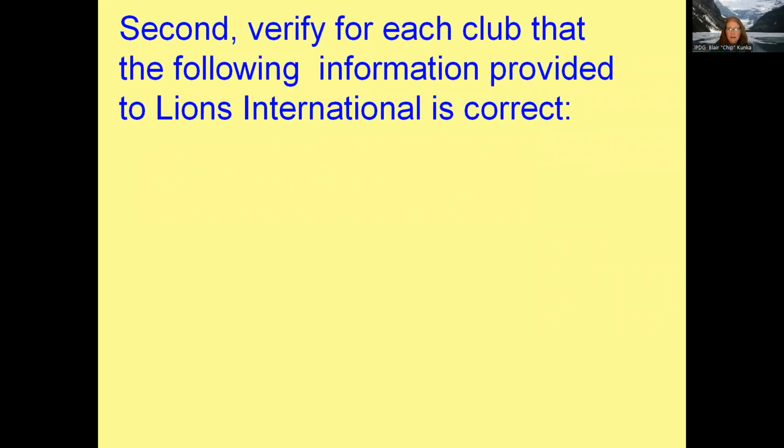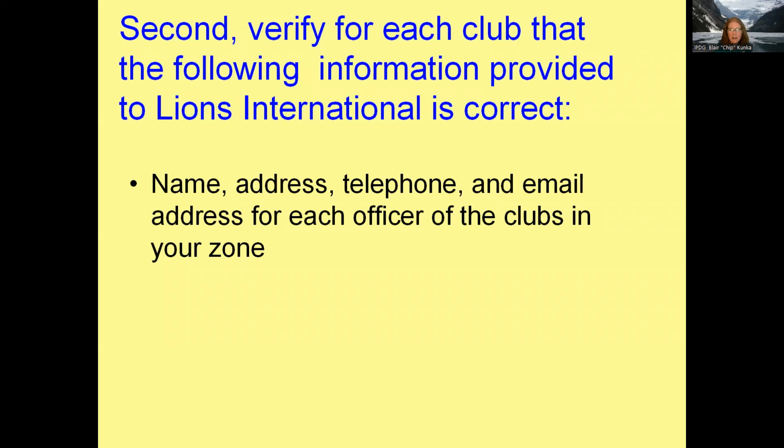Second, verify for each club that the following information provided to Lions International is correct. This is another reason for the preliminary phone call or email. Name, address, telephone, and email address for each officer of the clubs in your zone. It's amazing how much is listed in LCI that has not been updated. And it's very hard for LCI to communicate to your club officers if they don't have the following information.